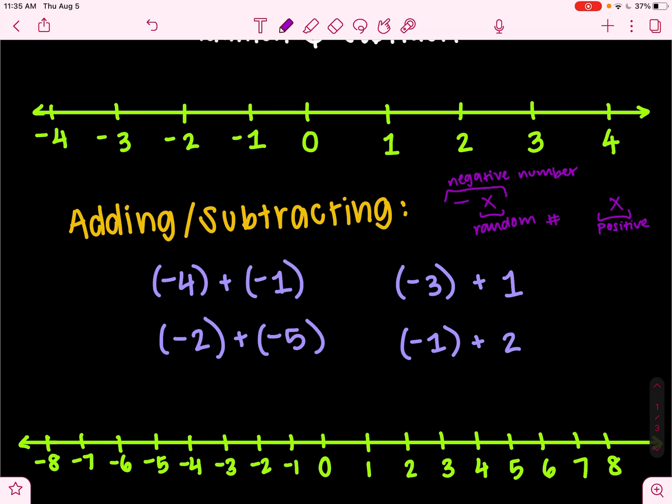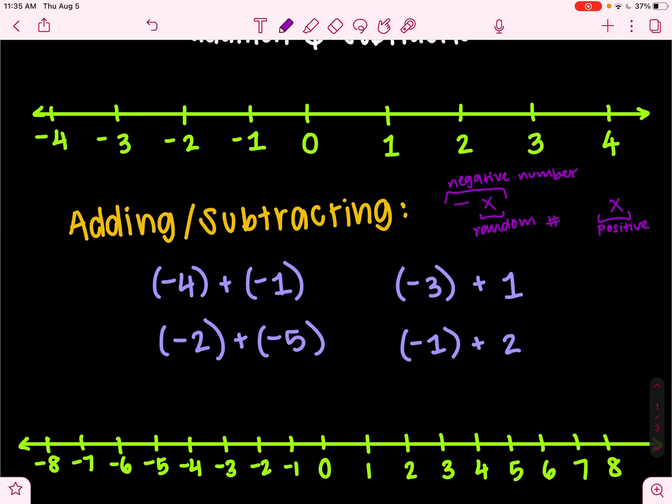So when you're adding or subtracting negative numbers, it's really easy to get it confused because we have that added negative sign in front of our numbers. So it basically means that you're subtracting the number because we have that minus sign in front of our number.